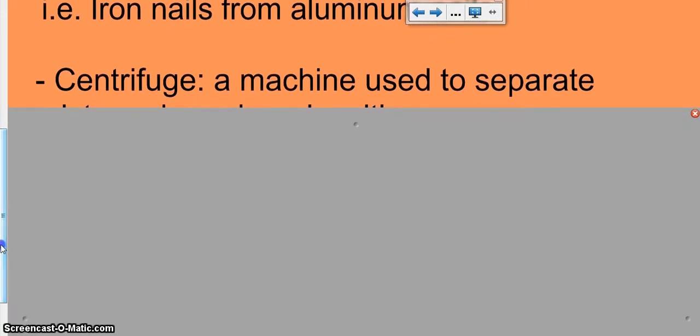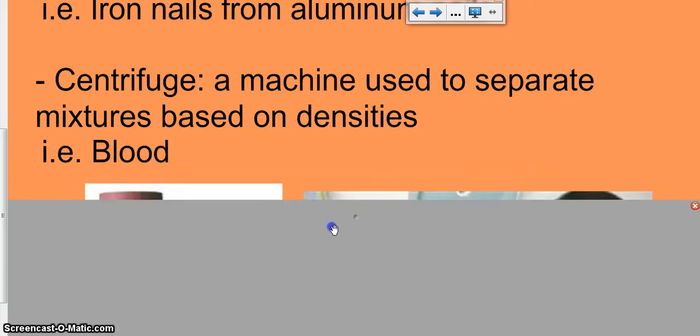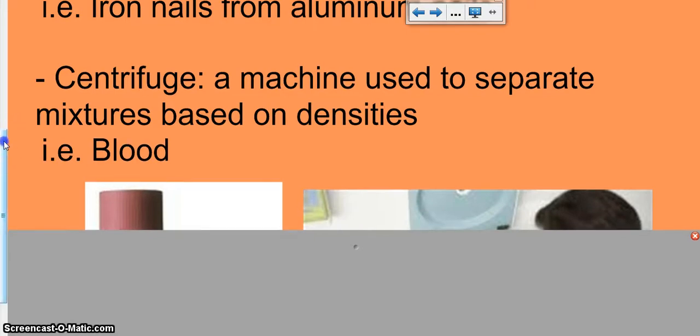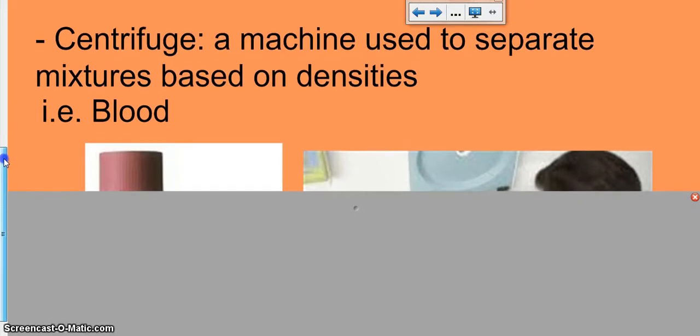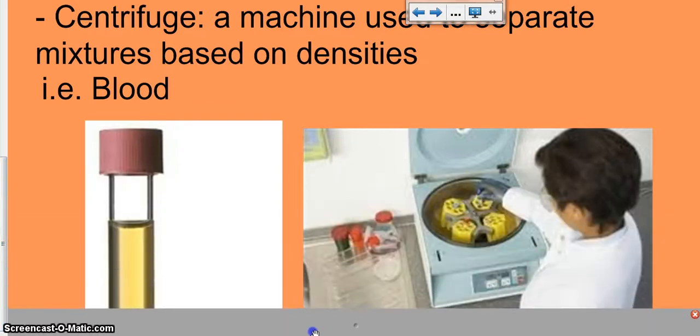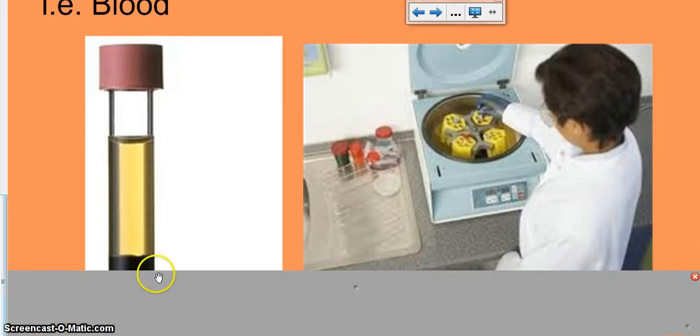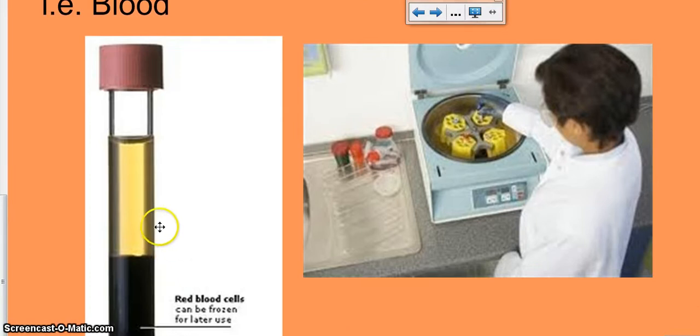Another way to separate mixtures is with a centrifuge, a machine used to separate mixtures based on densities. Now, a great example for this is separating blood. Your blood is made of plasma, platelets, white blood cells, and red blood cells. And all of those things have different densities. So they put it in this machine over here, and it spins it around really fast so that it separates out into layers like the blood that you see on the left.